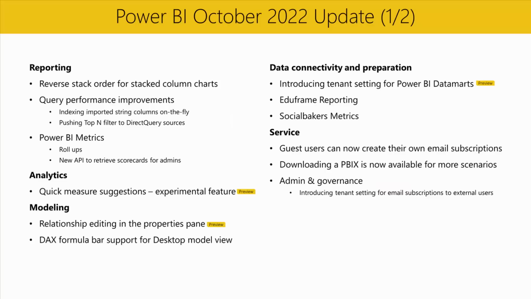We have some exciting new updates for you in the reporting section. First, you can now reverse the order in which stack charts render their series in their legend groups. Right now, in stack column charts, we draw column segments from the zero line upwards, so you'll just get the last category in your legend at the top of each column.